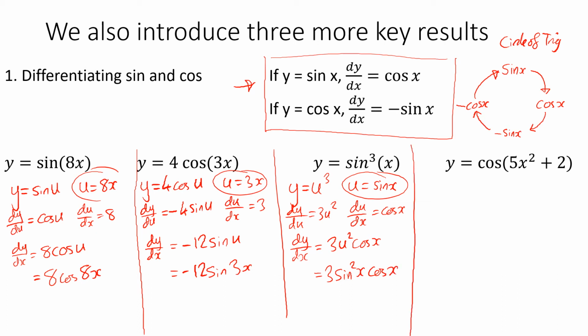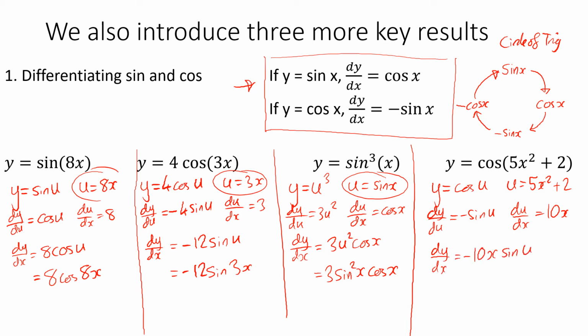Okay, and then one last one. We would say y is equal to cos u. We would say u is equal to 5x squared plus 2. We would differentiate them both. Dy du is equal to minus sine u, and du dx is equal to 10x, and the 2 goes away. Multiply them together to get our dy dx is minus 10x sine u, and then substitute in our value of u, which was 5x squared plus 2, to get minus 10x sine 5x squared plus 2.